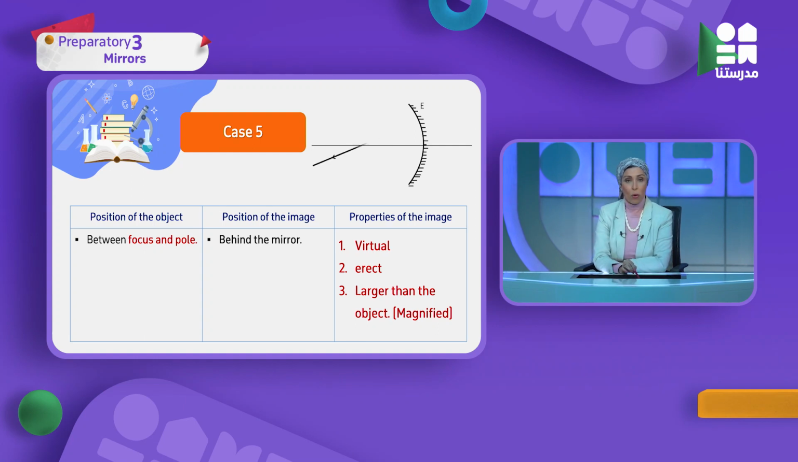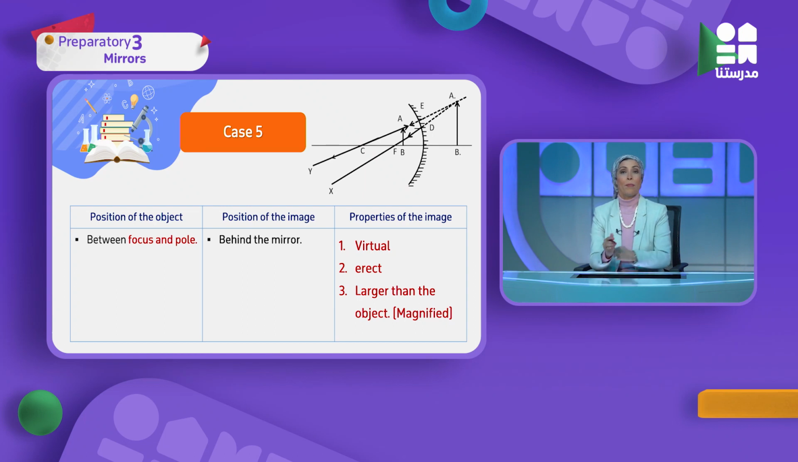Let's see how. This case is the only case that makes the image behind the mirror. What does behind the mirror mean? It means I won't see the image, as it cannot be received on the screen. So what is it called? It's a virtual image. Look at the image here: it's virtual, and we found it erected. What does erected mean? It means upright.